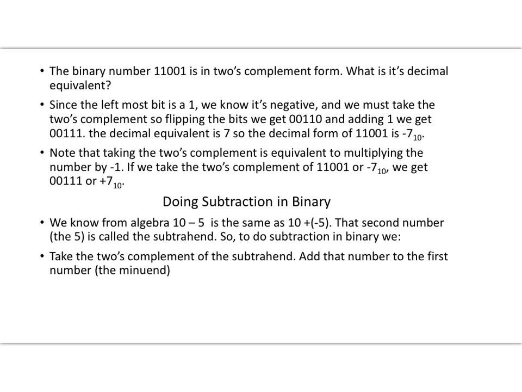Okay, so now we're going to move on to doing subtraction in binary. Now, this is actually pretty easy because we know from algebra, just giving an example here, 10 minus 5 is the same as 10 plus a minus 5. This 5 here, this second number, is called the subtrahend. So, to do subtraction in binary, we take the 2's complement of this number, the subtrahend, and then we add that to the first number, which is actually called the minuend. So when we do that, this is what we're doing. We're getting 10 plus a minus 5.